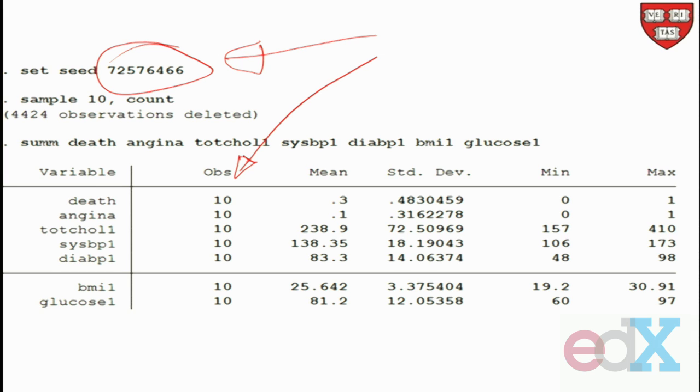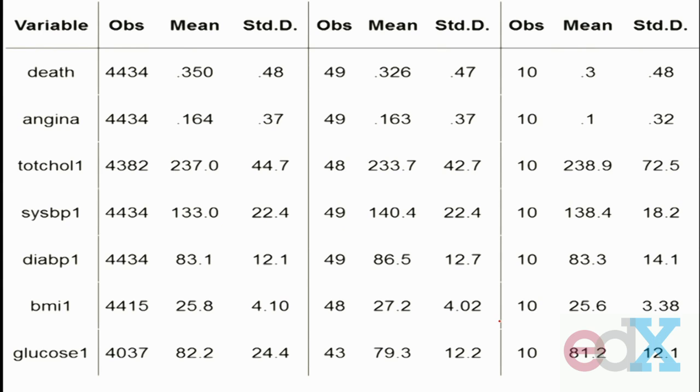So here are the values. And once again, let me display them in such a way that we can do our comparisons. And so here is the population, deaths 35%. The first sample of 49 was 0.326. This one is 0.3. It's not as good. The angina 0.164, 0.163, 0.1. So that's not as good. Whereas this is better. So the mean total cholesterol level is better.